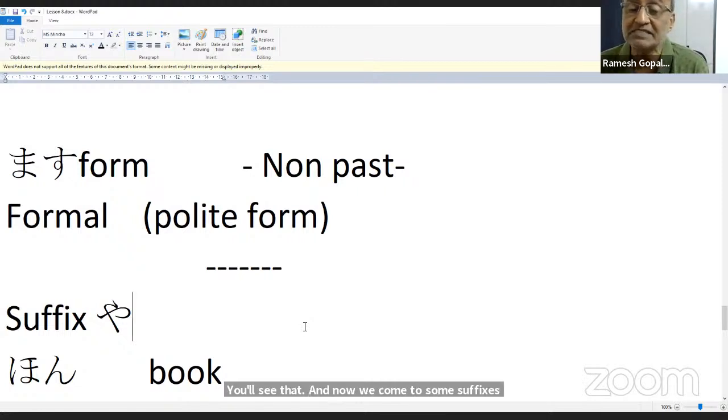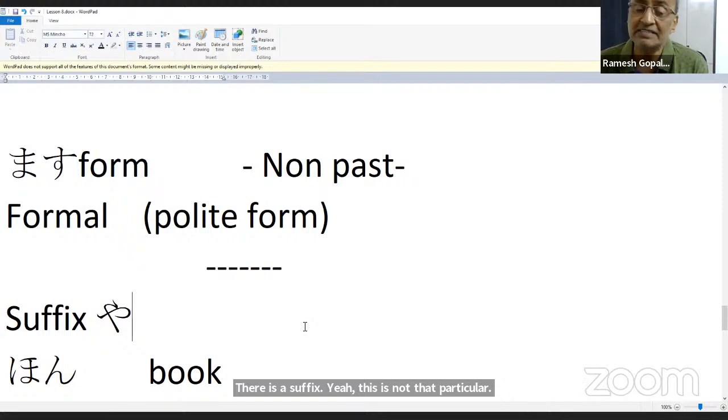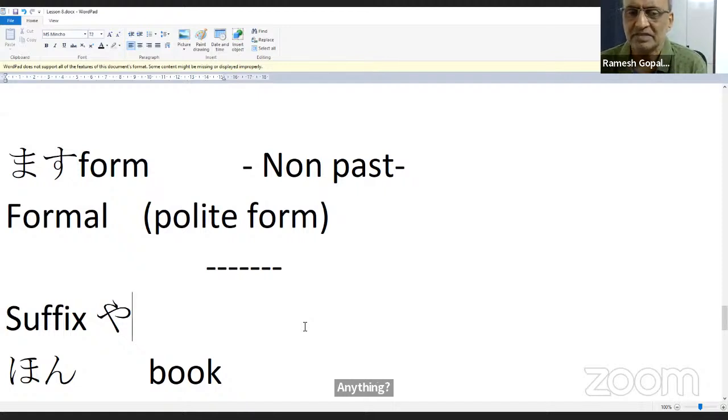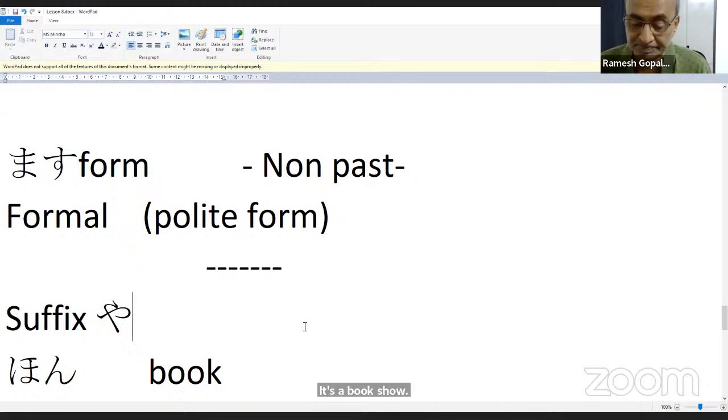There is a suffix ya. This is not that particle ya, okay? This is a suffix ya. If you add this ya to any noun, anything, add ya. Hon, no? Hon means a book. Add ya to it, it means the place where you buy books. I mean, where books are sold. It's a bookshop. So Hon ya is a bookshop.